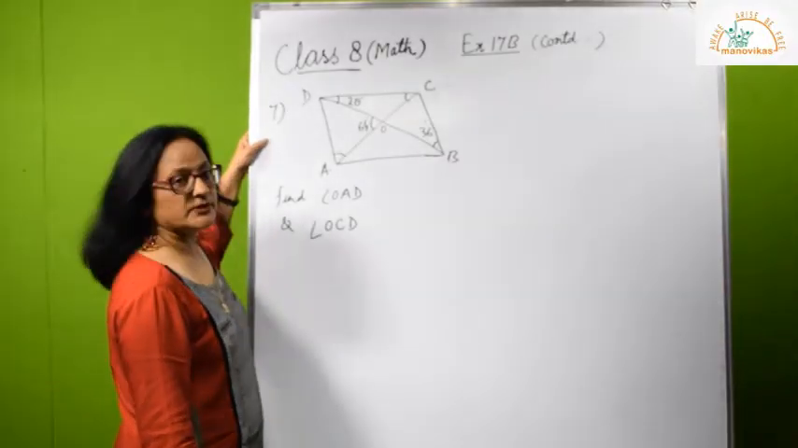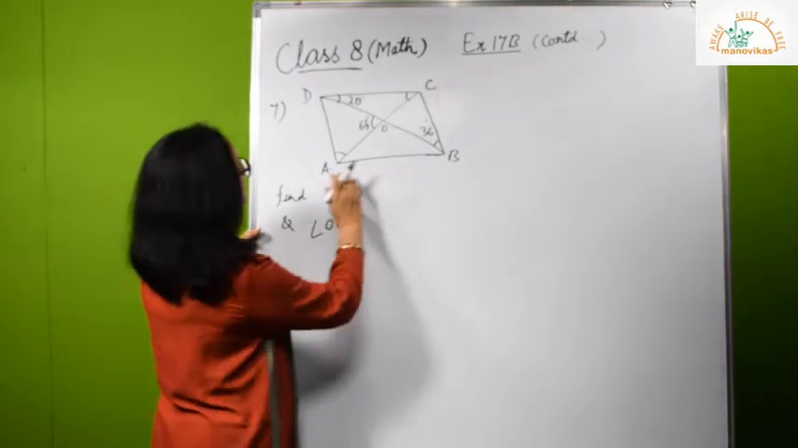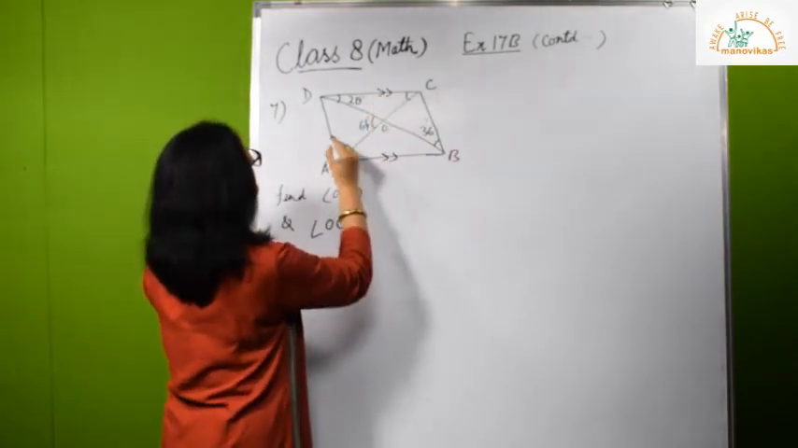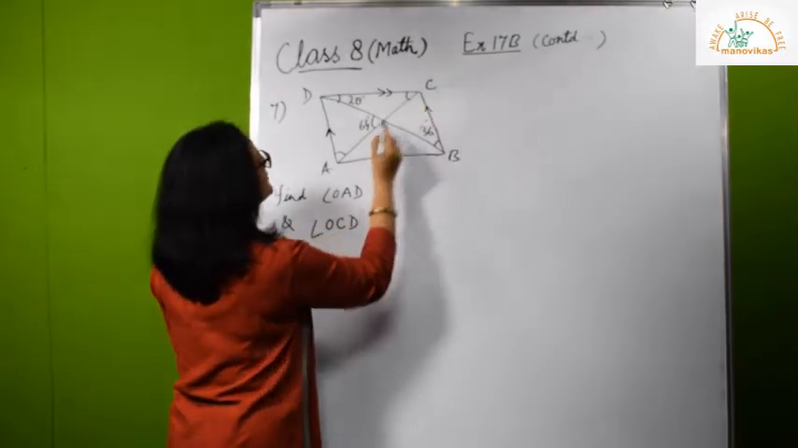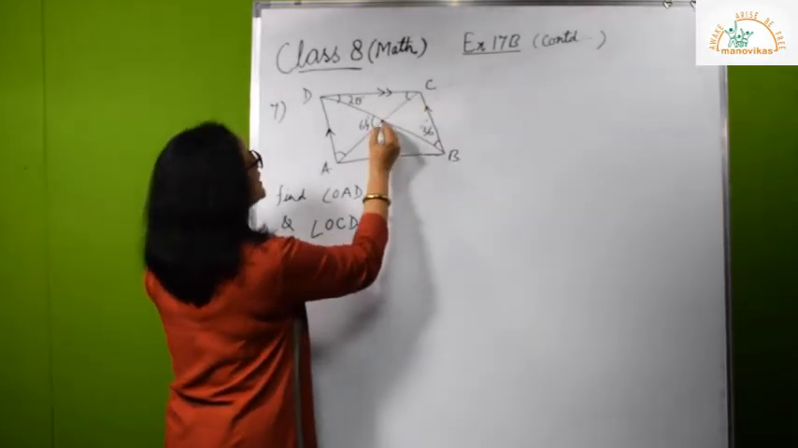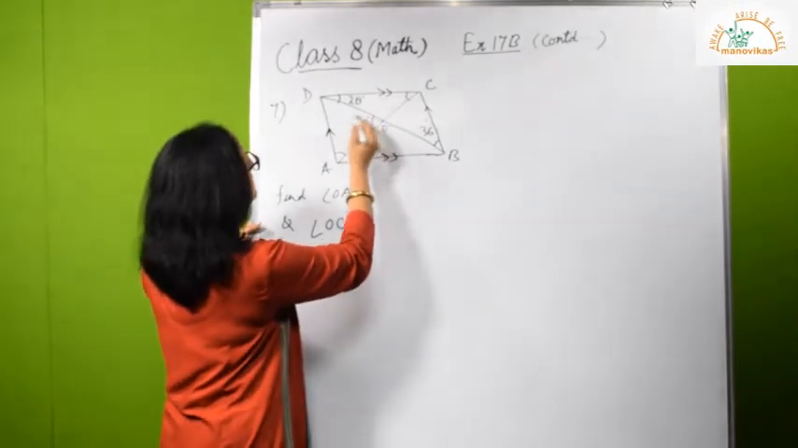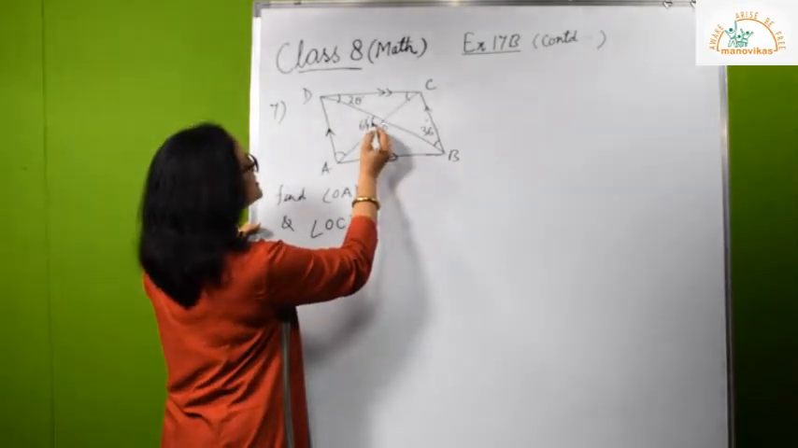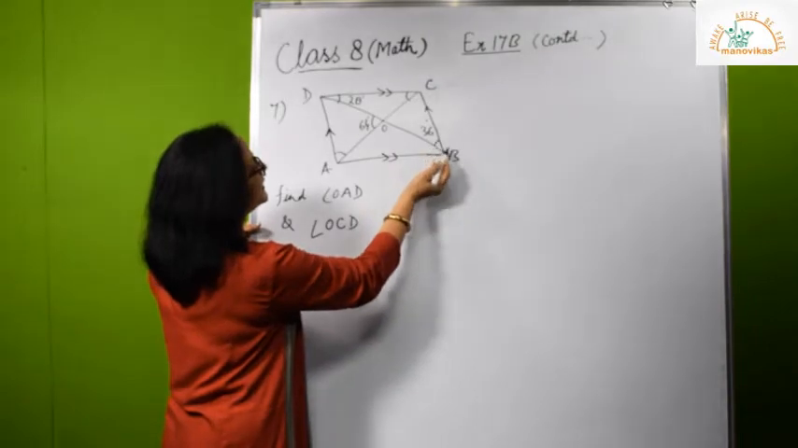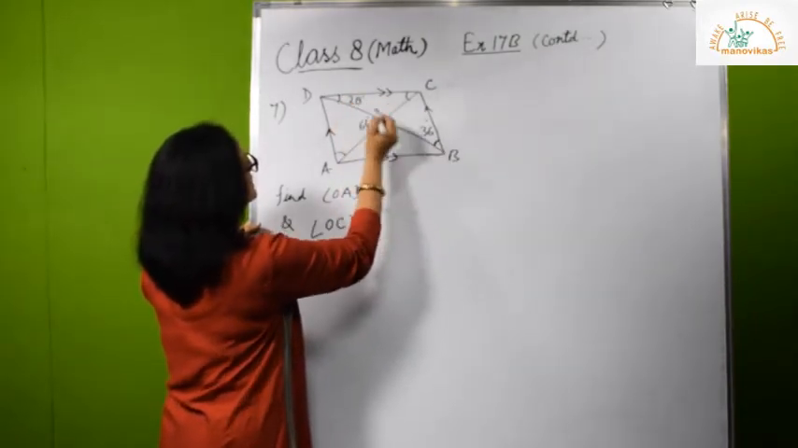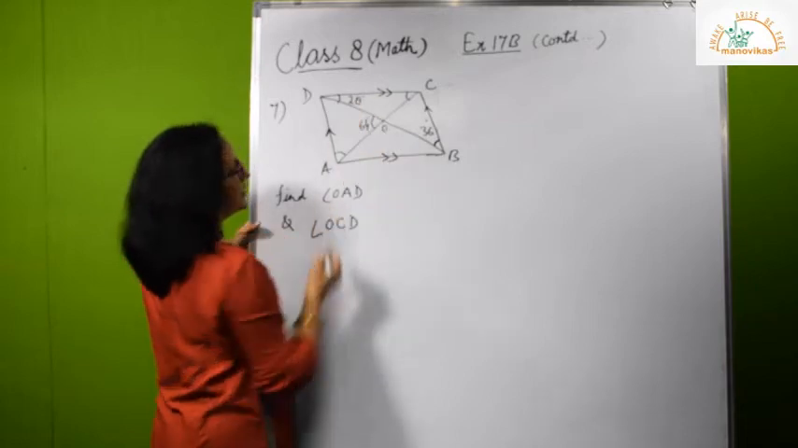Now question number 7. Here ABCD is a parallelogram. These sides are parallel, opposite sides. And the diagonals, they are intersecting at point O. This angle DOA you are given 64 degree. Angle DBC 36 degree. And this angle CDO is given 28 degree.